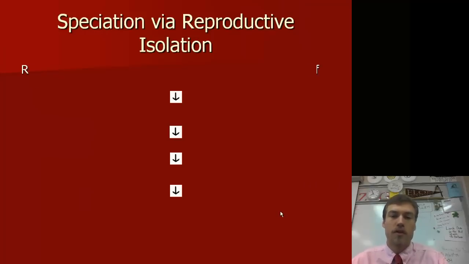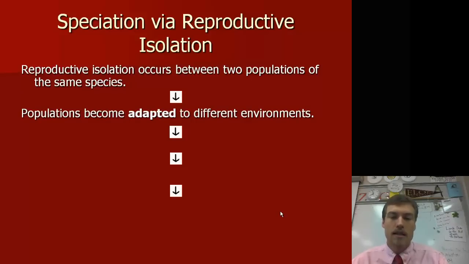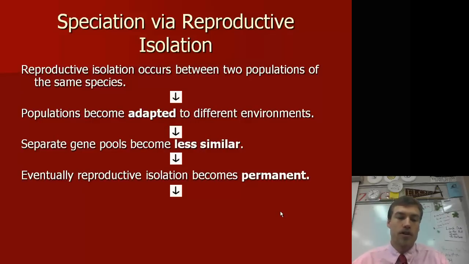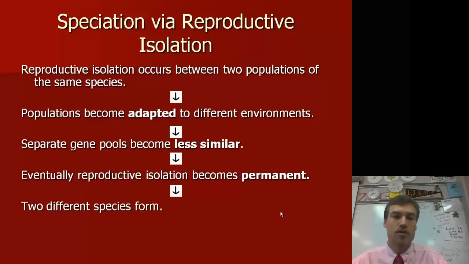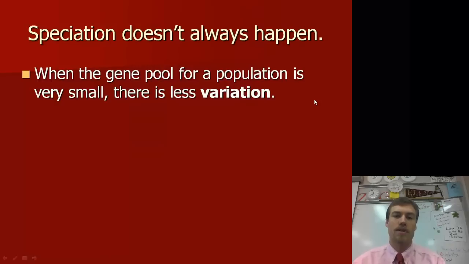So, speciation via reproductive isolation. Reproductive isolation occurs between two populations of the same species. This leads to the populations adapting to different environments, right? Different environments, which means that they are going to evolve different adaptations. The separate gene pools become less similar. Eventually, reproductive isolation becomes permanent and two different species form, right? So it kind of progresses on through that. So here's our finches that are found on the Galapagos Islands, right? Notice that they all have different beaks, right? They have different colorations. Again, that is because they have been evolving to different environments.